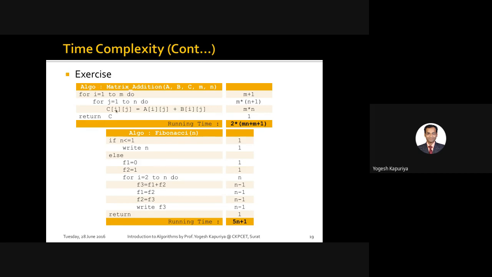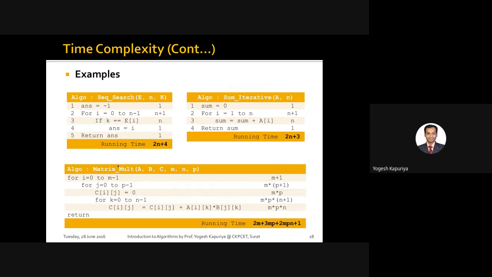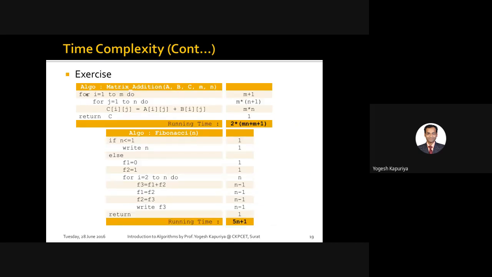There is a nested for loop. So you have a for loop inside another for loop. When you have a single for loop, you have a linear equation. When you have a nested for loop, you have a quadratic equation. Again, say this algorithm: there is one for loop and see the equation. It's 5n plus 1. So again, it's linear.